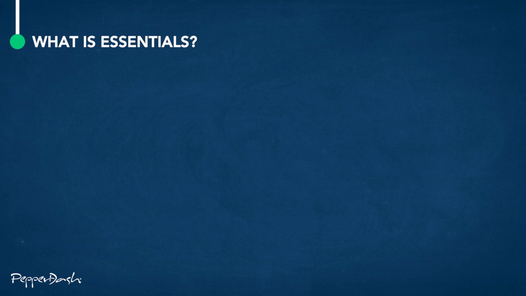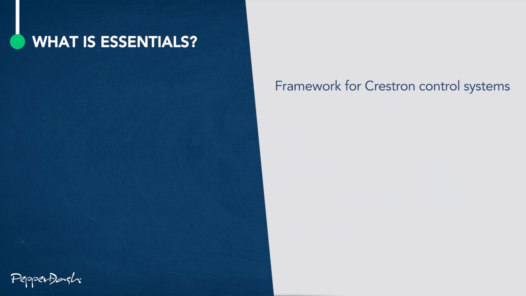What is Essentials? Well, at the highest level, it's a framework for Crestron control systems. It's configurable, meaning you can change the behavior without changing your source code. It's standardized, meaning it's easy to build off. And it's open source, meaning everyone can use, modify, and build off it, and it's freely available to all.